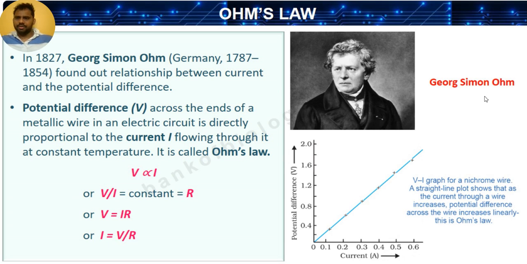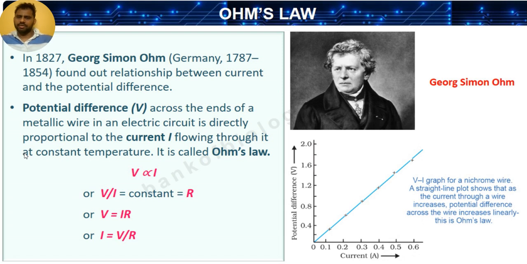In 1827, Georg Simon Ohm found out a relationship between current and potential difference. A potential difference V across the ends of a metallic wire in an electric circuit is directly proportional to the current flowing through it at constant temperature. It is called Ohm's law. This Ohm's law definition is very important and I request students to completely memorize it. This is extremely important. It will be asked in exam in one form or the other.